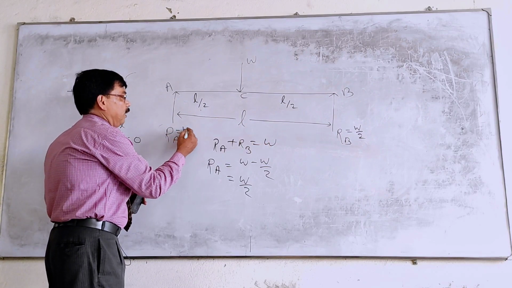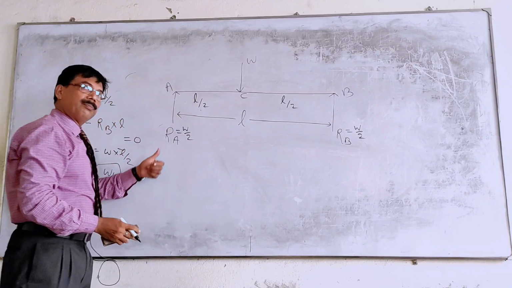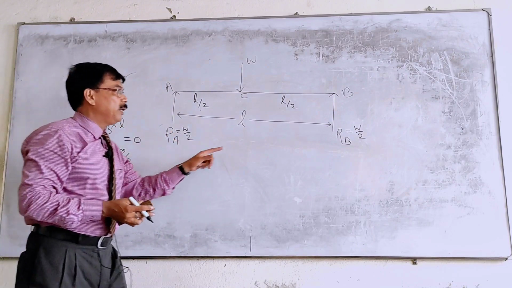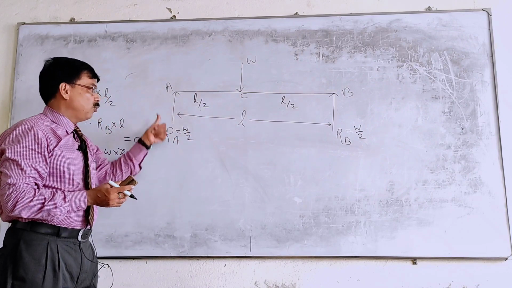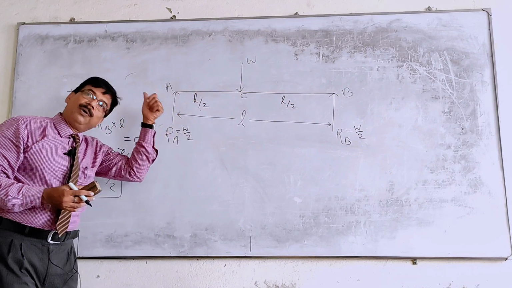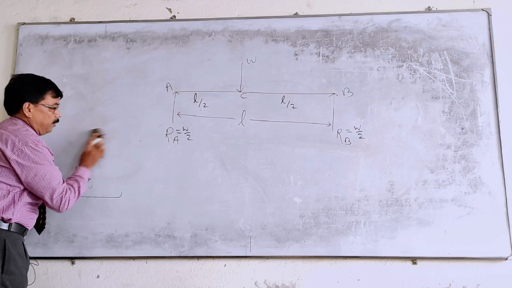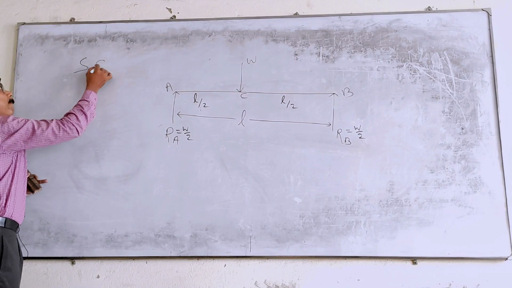So the support reactions we have already found. RA value is W by 2, RB value is W by 2, and the load is W. So in the system there are three forces: one is W by 2, another one is also W by 2, and the third one is W. Now we will start the calculation of shear force. So at first start the shear force calculation.